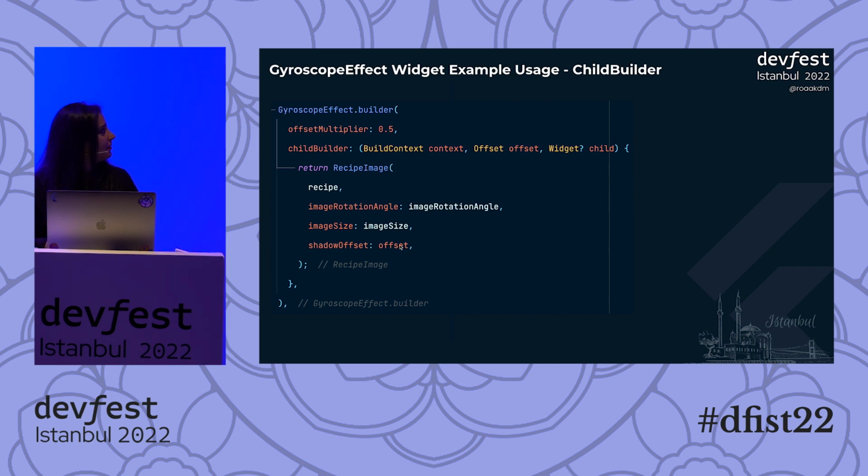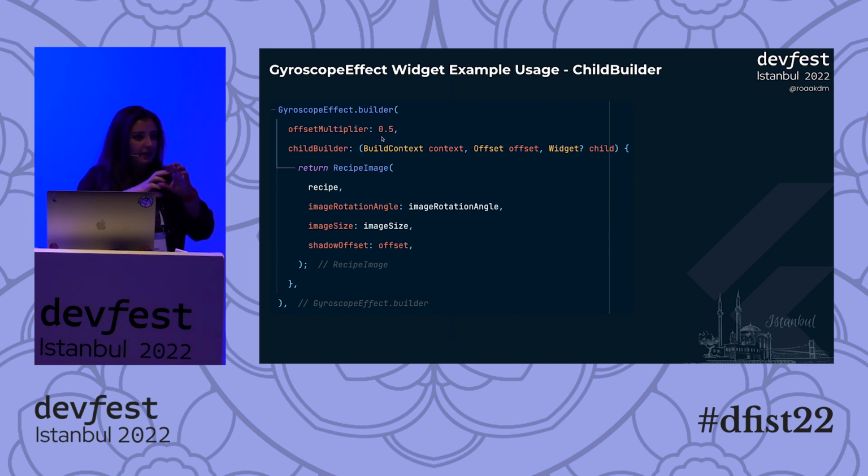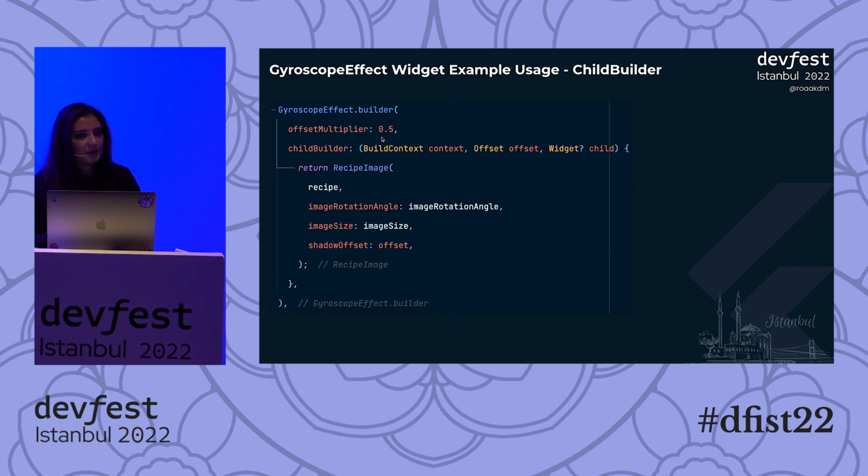By the way, this offset multiplier here will cause... I'm moving the pattern and I'm moving the shadow, but to give it more of a 3D look, I want to move the shadow further than the pattern. So I'm multiplying it with a value so that the offset is different. And that's it for the gyroscope effect.